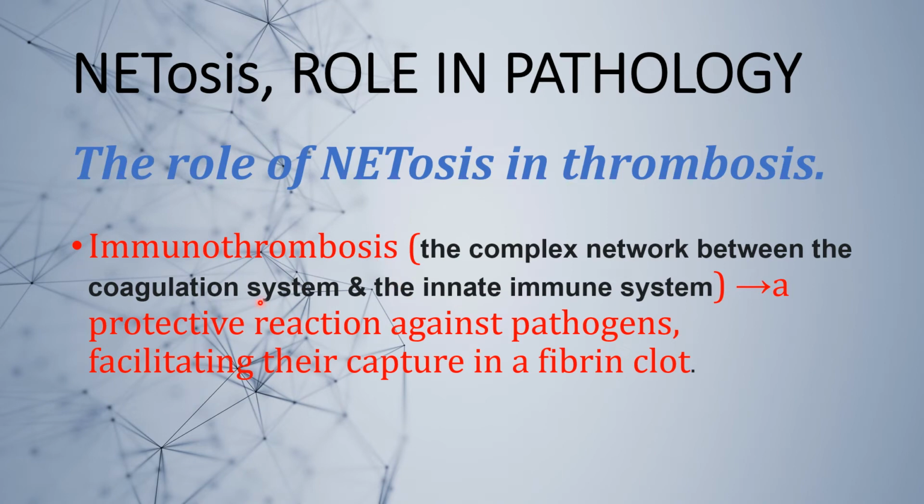So immunothrombosis is the complex network between the coagulation system and the innate immune system, and actually this thrombosis related to the innate immune system is just a protective reaction of the body against pathogens, facilitating their capture in the fibrin clot and preventing pathogens from spreading inside the whole body.